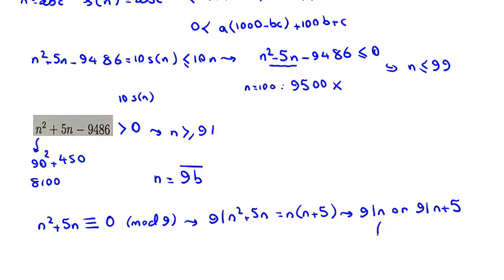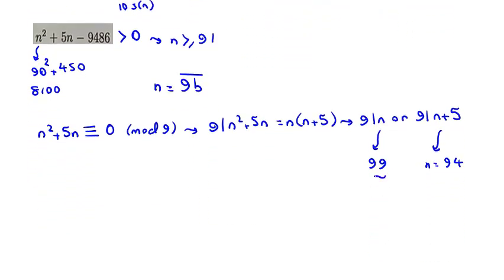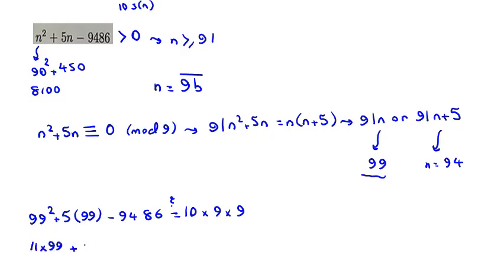So here, if 9 divides n between 91 and 99, 99 is the case. If 9 divides n plus 5, n will be 94. The problem says find the maximum, so we want to prove that 99 works. So 99 squared plus 5 times 99 minus 9486 equals 10 s of n, which is 9 times 9. Now we want to prove this. At first, we divide both sides by 9. It will be 11 times 99 plus 5 times 11, 55, and if we divide 9486 by 9, minus 1054.